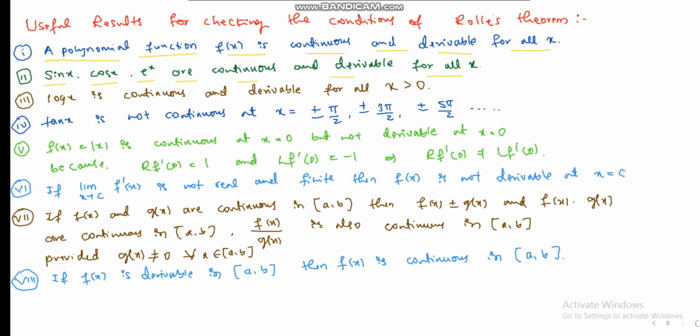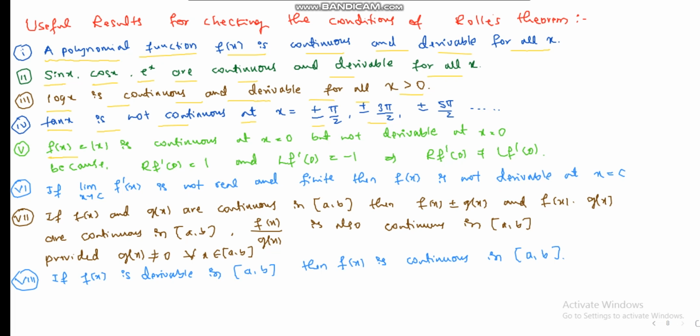Log x is continuous and derivable for all x greater than 0. So when x is greater than 0, log x is continuous and derivable. Then we go for the fourth one. Tan x is not continuous at x equal to plus or minus pi by 2, plus or minus 3 pi by 2, then plus or minus 5 pi by 2, and so on. Tan x is always not continuous at x equal to plus or minus pi by 2 and so on. Then we go for the fifth one.